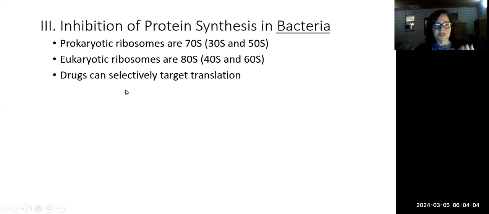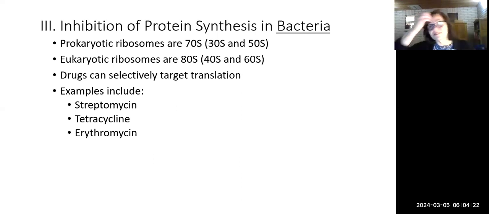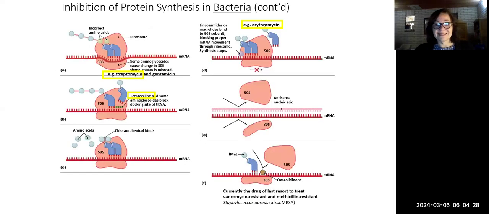Okay, so these drugs can selectively target translation, just different aspects of translation. Some examples of drug names that you may have heard of already: streptomycin, tetracycline, erythromycin. And on the next slide, we're going to see 6 different mechanisms that these drugs can use to inhibit protein synthesis, inhibit translation. Ta-da! And we're going to march through them one at a time. So over here, let's start with A.